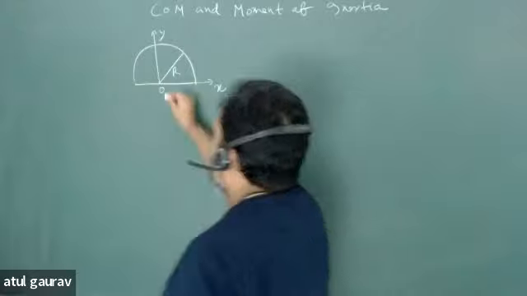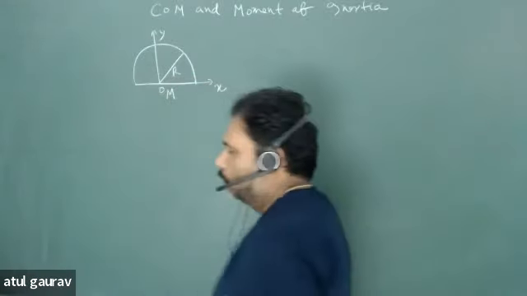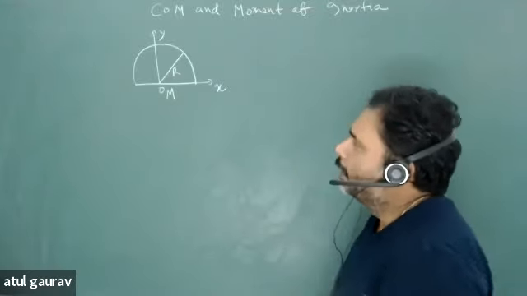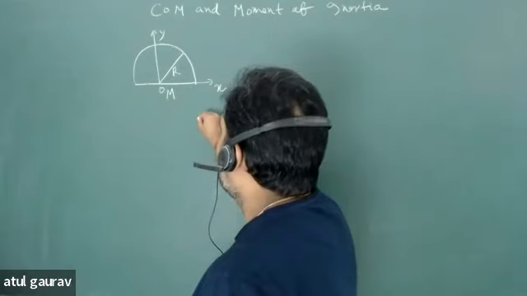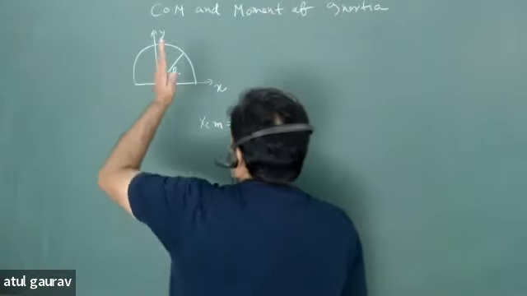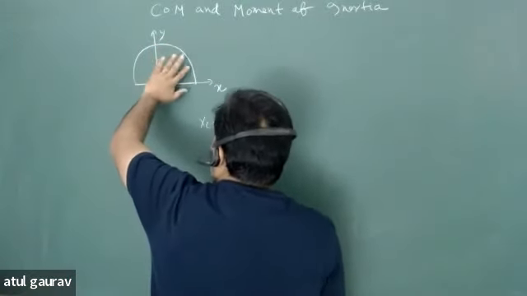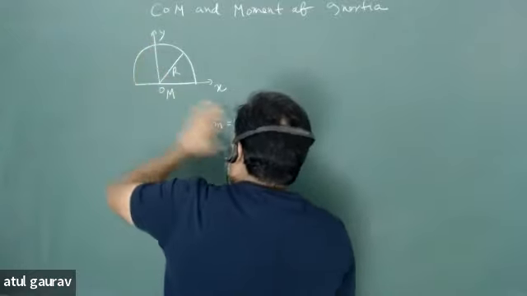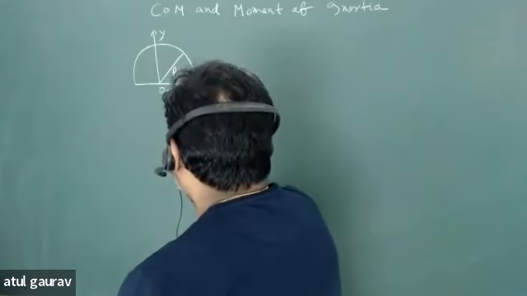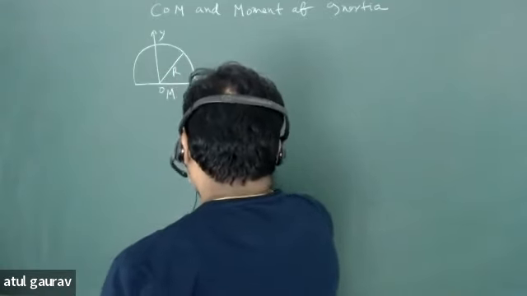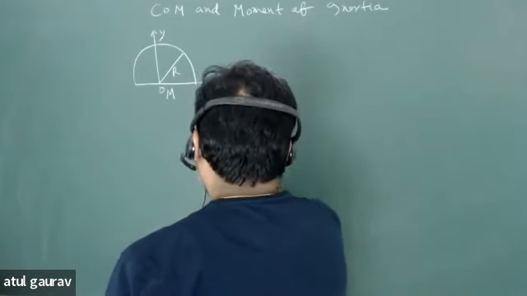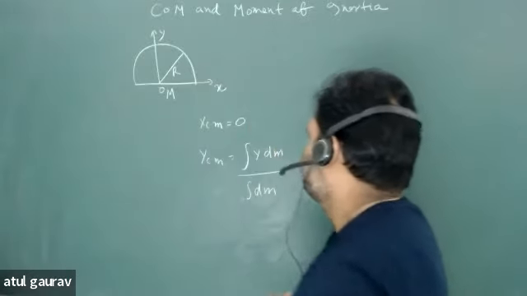The mass is M. So what we have to do is calculate the position of center of mass. So what will be my XCM? 0, because the mass is symmetric about the y-axis. So XCM is 0. What we have to calculate is YCM. So that value is equal to the integral of y dm upon the integral of dm. So this is my YCM.